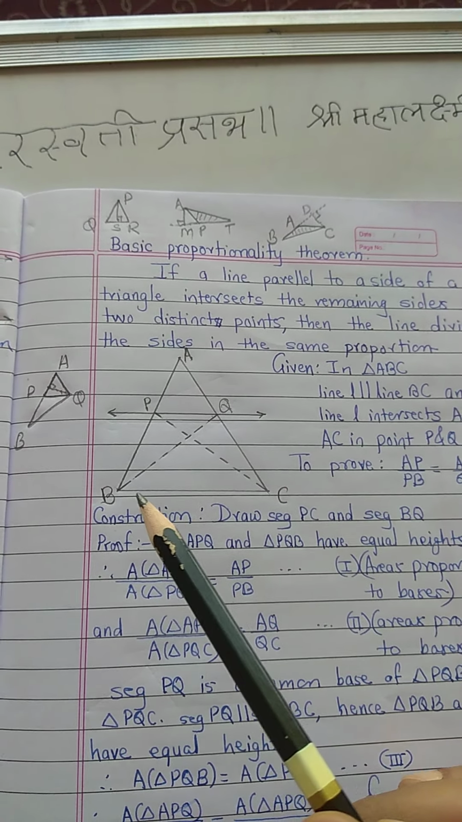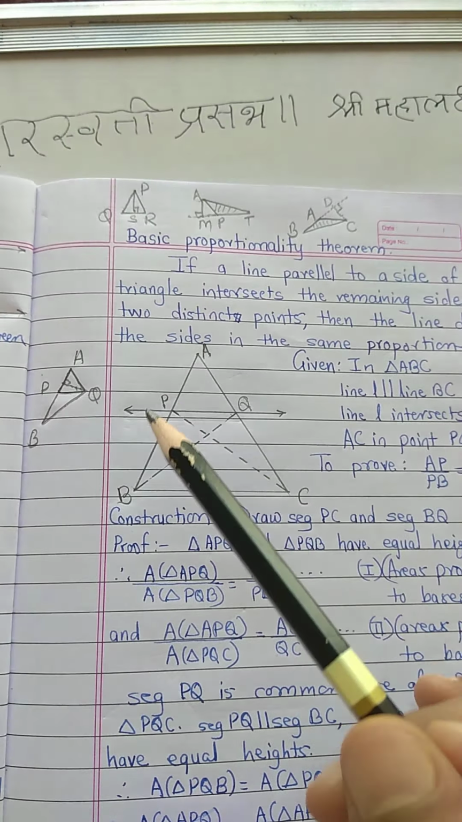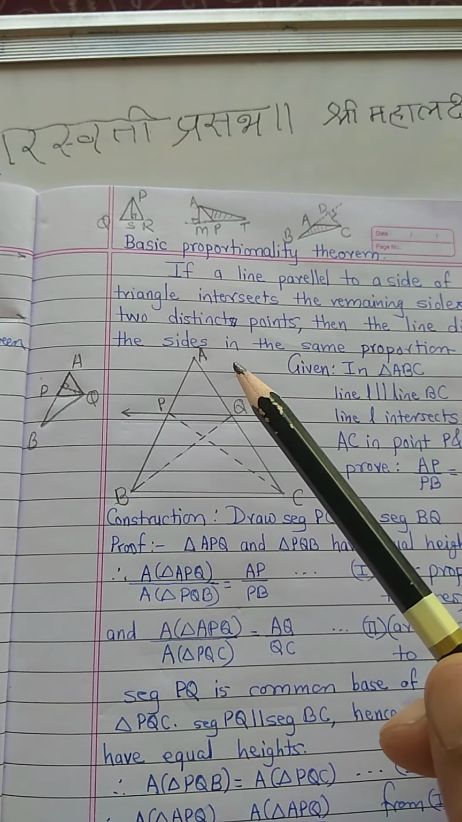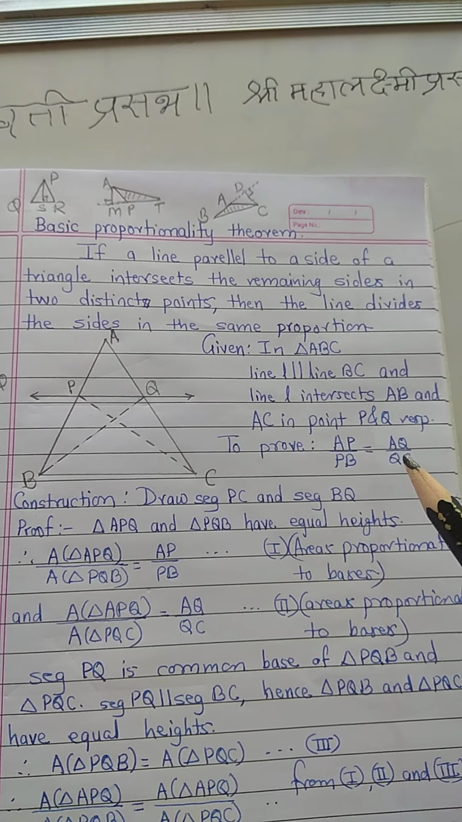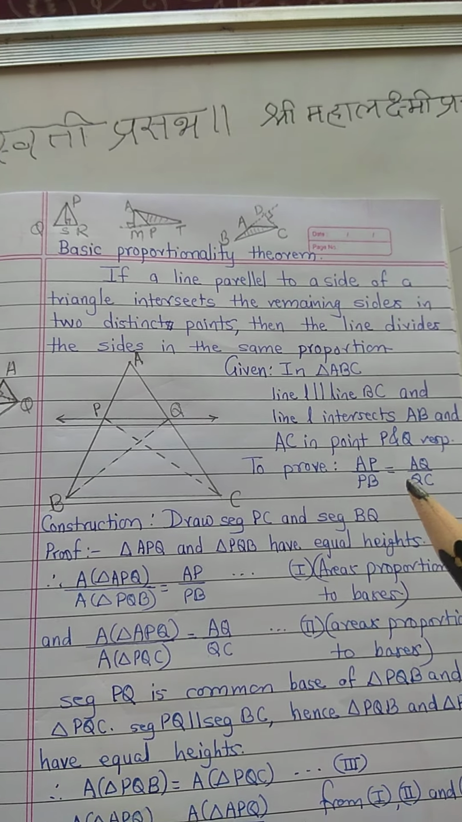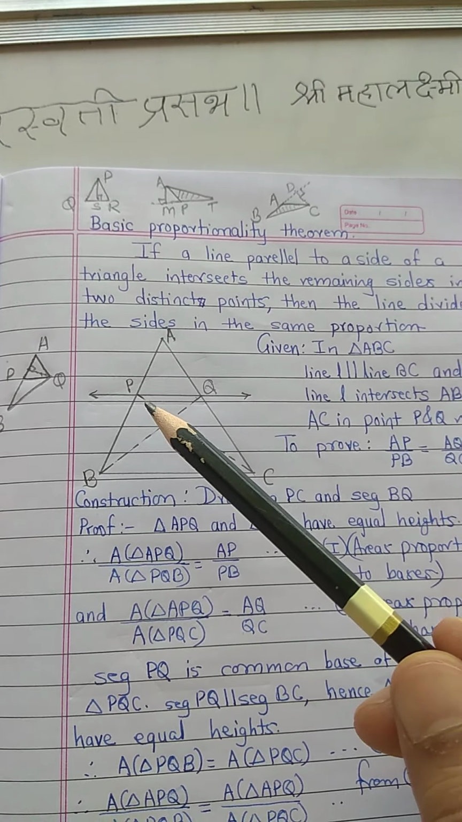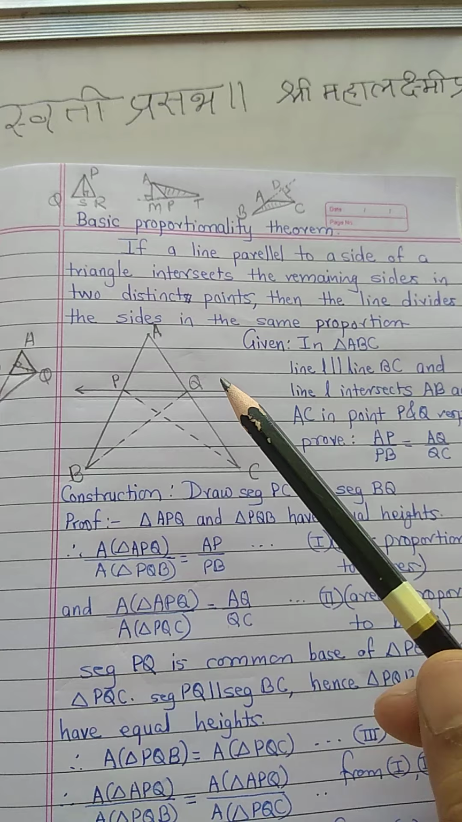If this line is parallel to one of the sides, then the line divides the other two sides in equal proportion. That means AP upon PB should be equal to AQ upon QC. This is the way how to prove. Now for the construction, we have to draw segments PC and PQ.